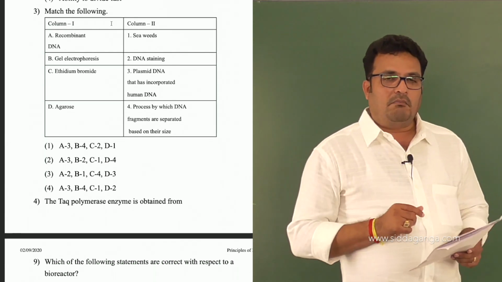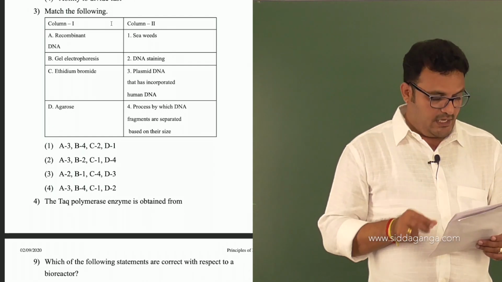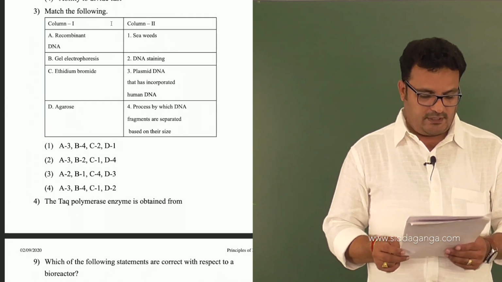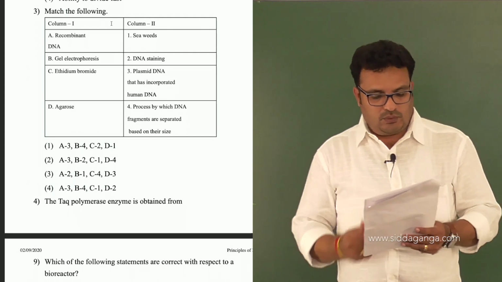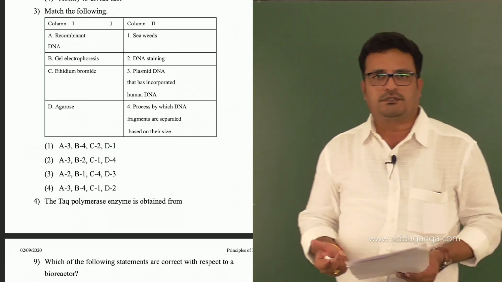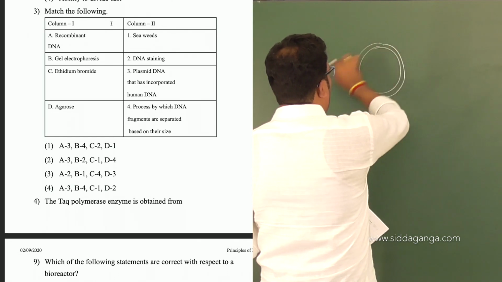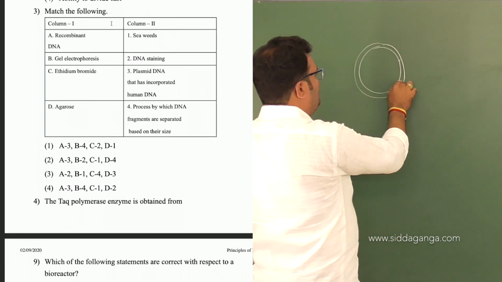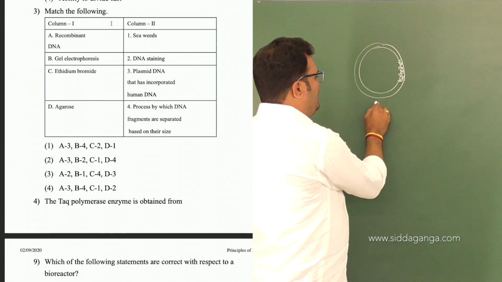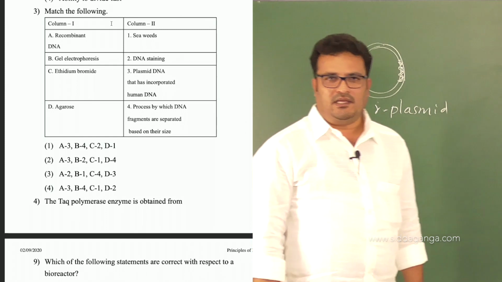Look into the match the following. Column 1 and column 2 are there. In column 1, recombinant DNA is given, gel electrophoresis is given, ethidium bromide is given, agarose is given. Recombinant DNA is the plasmid DNA that has incorporated human DNA. Of course, this is a plasmid, and when this plasmid DNA is incorporated with the foreign gene or human DNA, it is said to be a recombinant plasmid. That is recombinant DNA.